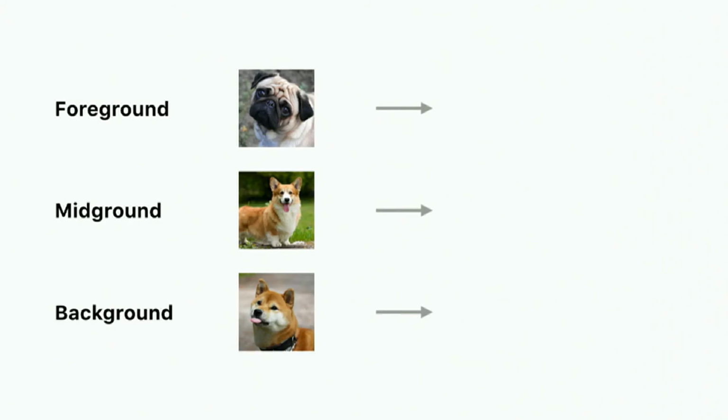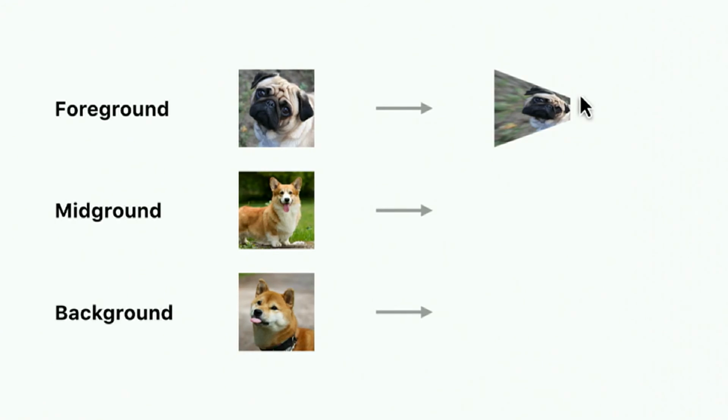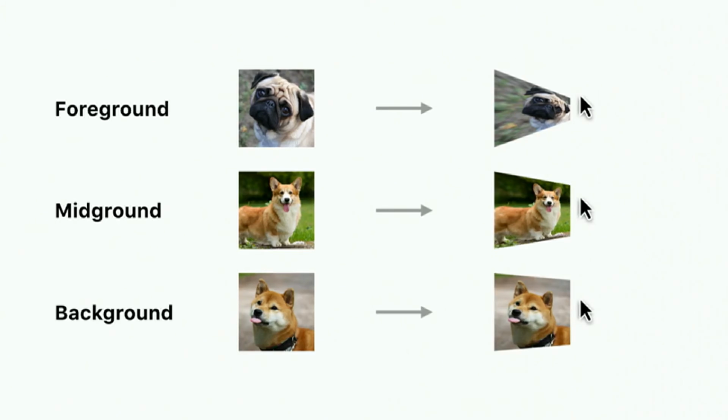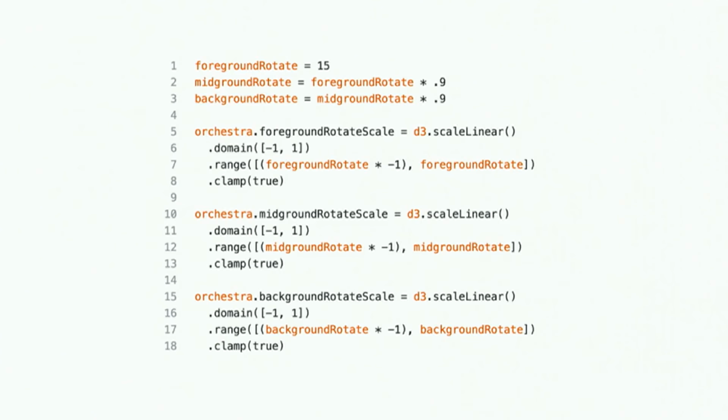For each of these layers, we're going to apply rotation along the x and y axes. To illustrate this, we're going to use these three dogs, and we can assume that the things that are closer to us in space are going to rotate more dramatically. So things in the foreground should rotate more dramatically, whereas things in the background will rotate more subtly. Same thing for rotating along the other axes as well. So now we know: the closer the layer, the bigger the effect.